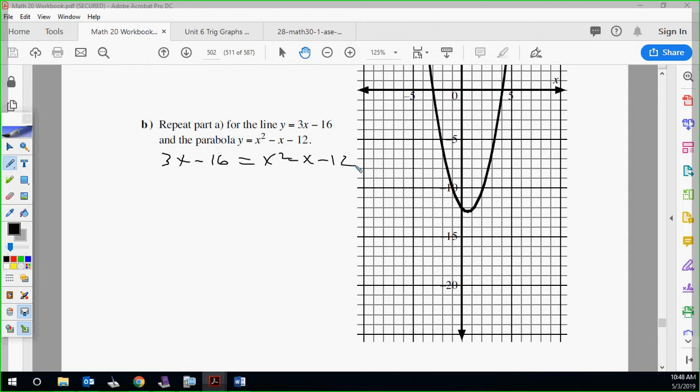So let's see if that happens here. I'll move the 3x over. So negative 1 minus 3 is negative 4. Add the 16 gives me a positive 4. And sure enough, the factors are x minus 2, x minus 2. So 2 is repeated. So it's one solution at 2, negative 10.